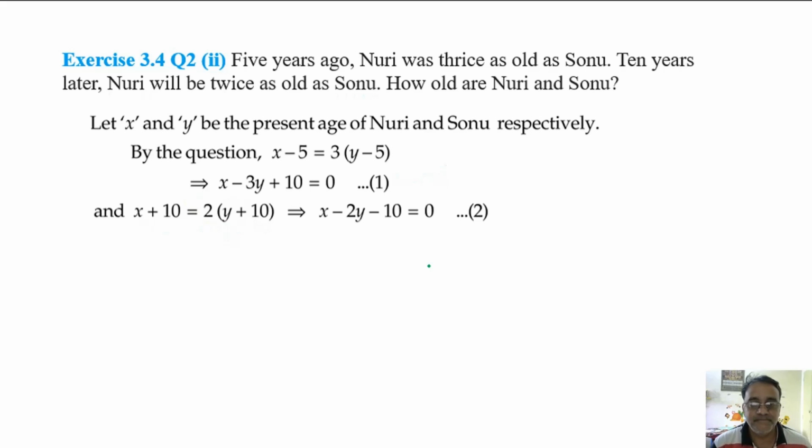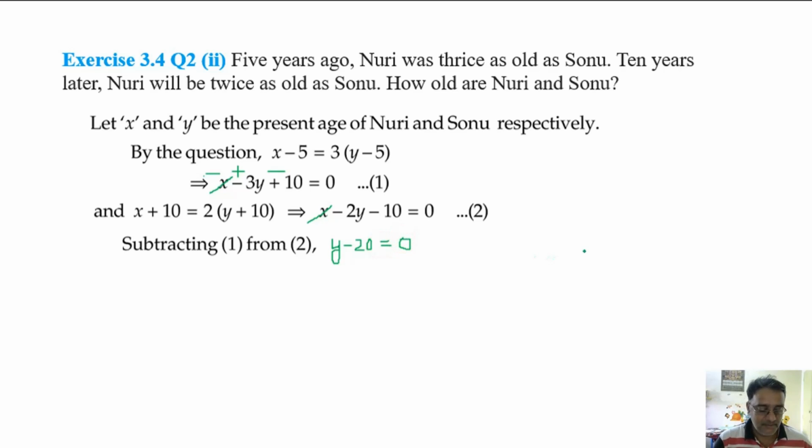Any doubt? Sir, any coefficient is same? Yes, sir. Which one? X. And the sign is also the same. So we'll go for subtraction. Subtracting 1 from 2. So this second one will come. Here I am changing the sign, minus plus minus. So this 2 will be cancelled and we'll get y minus 20 is equals to 0. Whether this is clear? Yes, sir. Okay, so y is equals to 20 we'll get finally.